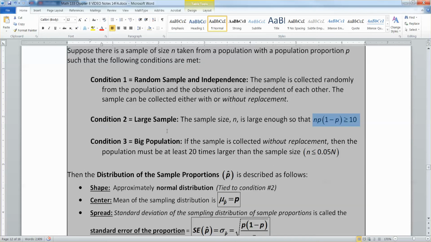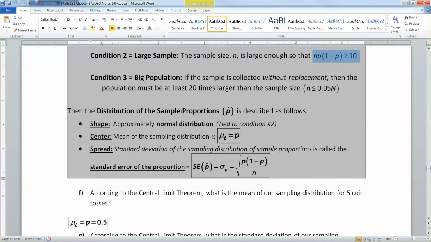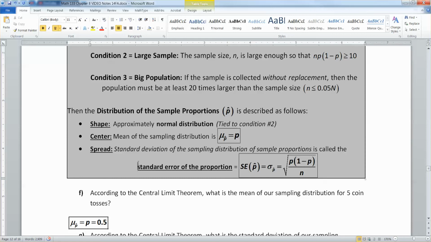So if you have these three conditions, then you have a distribution of sample proportions as follows. It's going to be normally distributed. It'll have a center of p, mu sub p hat equal to p, and a spread, which is the standard error of the proportion, SE of p hat, which is equal to sigma sub p hat. Okay? And then there's that formula for it, if you so desire, which is the big square root of p times 1 minus p all over n.